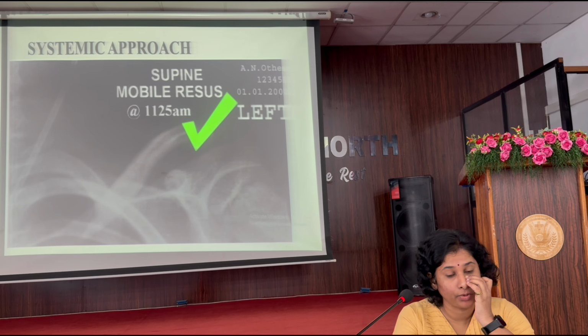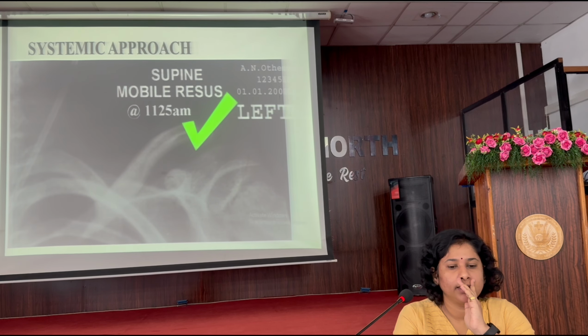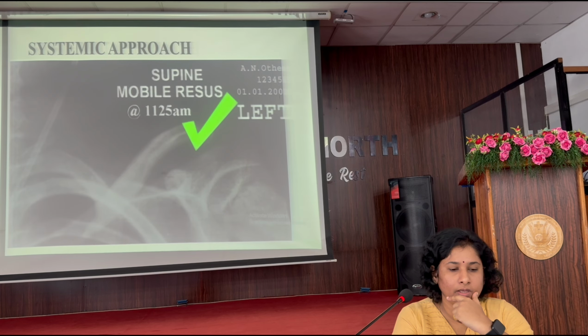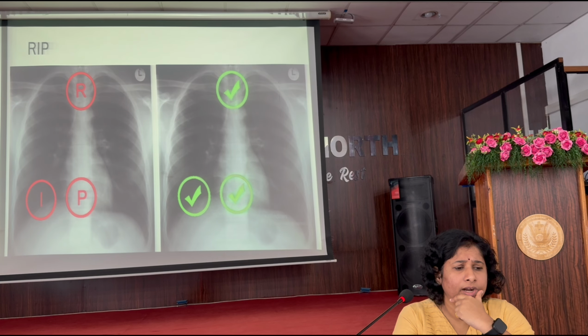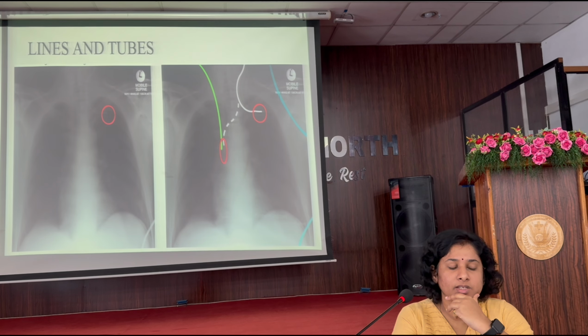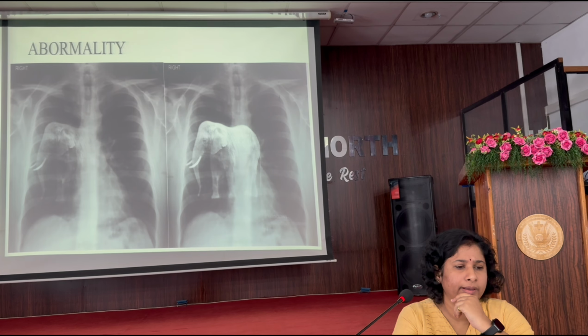So finally, the systematic approach. Once you get the X-ray, check the name, left or right, and what sort of X-ray it is, PA or AP. That's the first thing. Then go through the RIP, whether rotation is there, the inspiration is adequate, penetration is adequate. Then check through the lines and tubes, whether they are appropriately positioned, and check for abnormality. If you have any striking abnormality, if there is a consolidation, describe it as early as possible. If there is an elephant, describe it from head to tail, describe it nicely.